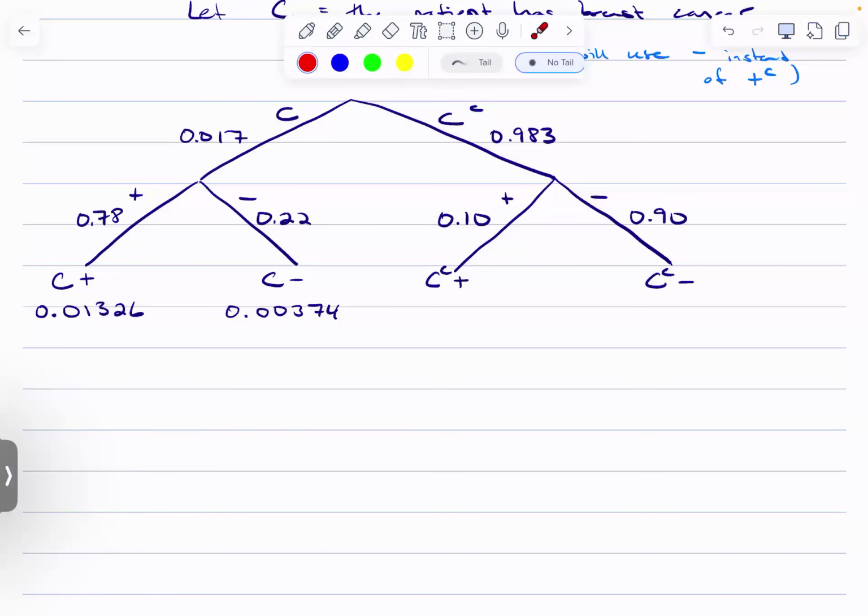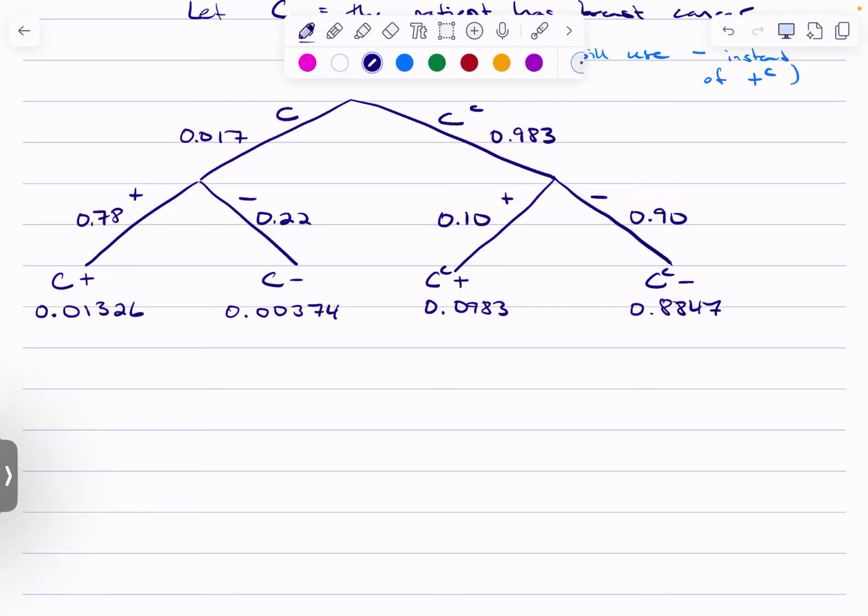0.983 times 0.1. I get 0.0983. And finally, 0.983 times 0.9. I get 0.8847.